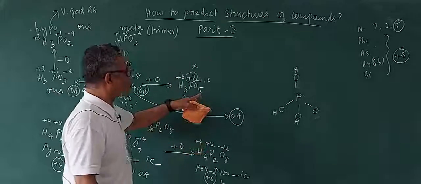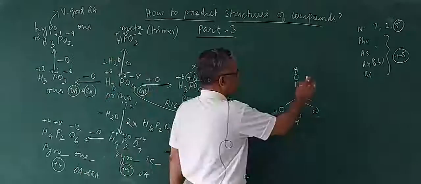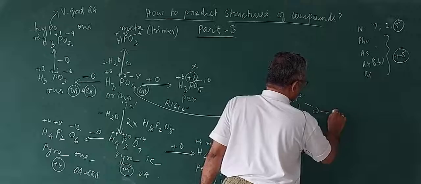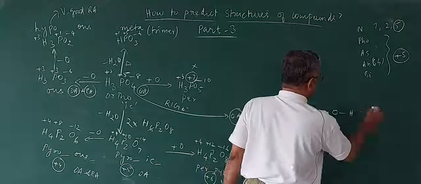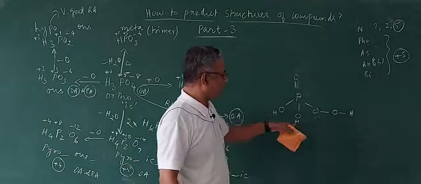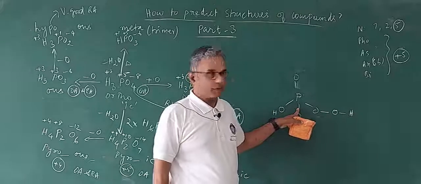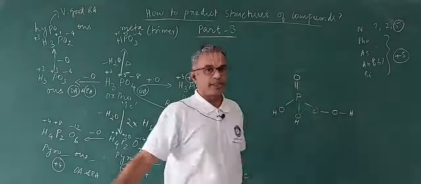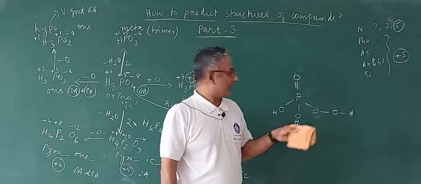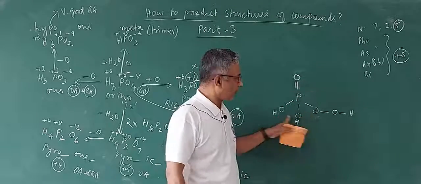Now, where will we put the 5th O? The 5th O has to be put here. Therefore, you will put H here. Now, you see, phosphorus should have 5 bonds, there are only 4 bonds, so you put a 5th bond here, because phosphorus has 5 valence electrons, therefore, it can have 5 bonds. So, 5 bonds are there.